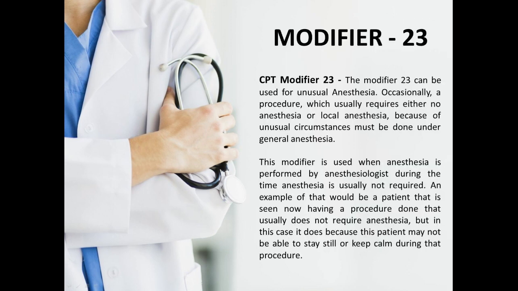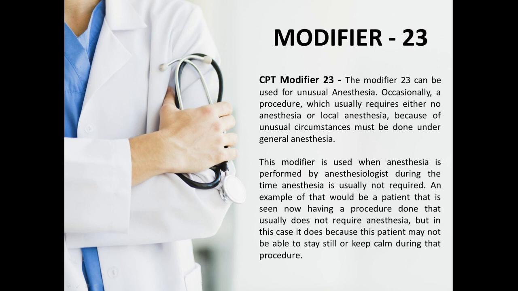Modifier 23. Modifier 23 can be used for unusual anesthesia. Occasionally, a procedure which usually requires either no anesthesia or local anesthesia must, because of unusual circumstances, be done under general anesthesia. This modifier is used when anesthesia is performed by an anesthesiologist during a time anesthesia is usually not required.